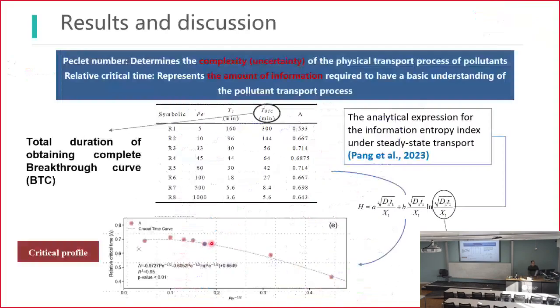Anyway, with a lot of calculation and tests, we found a very interesting equation for this critical profile. This point is how many days we needed, so we propose a relative critical time. It will have a good relationship with the PE, but this dot is not good. So we try to explain. It's still not finished. We try to explain why this point is not good.